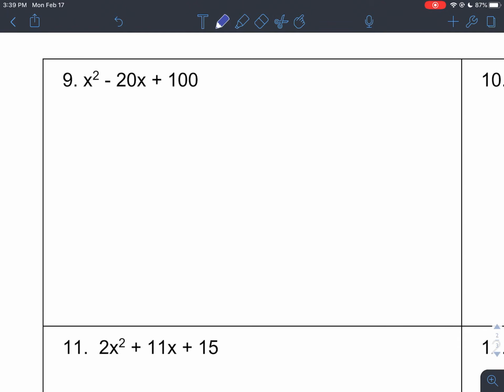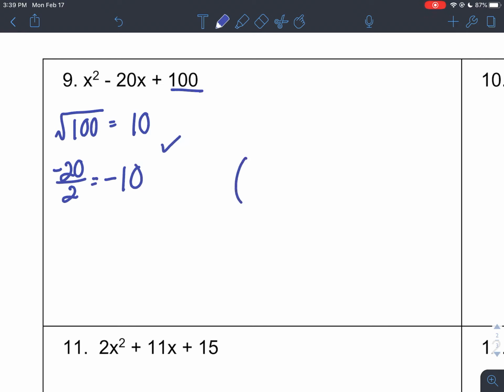Number 9, this one is actually a perfect square trinomial. What I mean by that is if I take my last term and take the square root of that, the square root of 100 gives me 10. Okay, what if I take the middle term, negative 20, and divide that by 2? What number do I get? Negative 10. Regardless of whether or not they're positive or negative numbers, are these the same numbers? Yes, these both have 10.